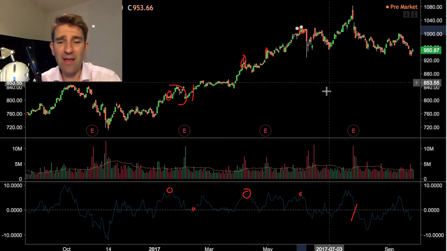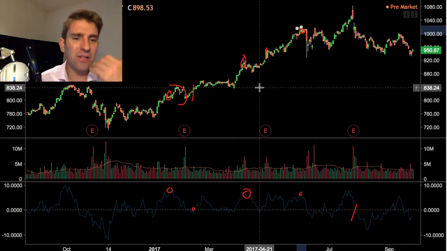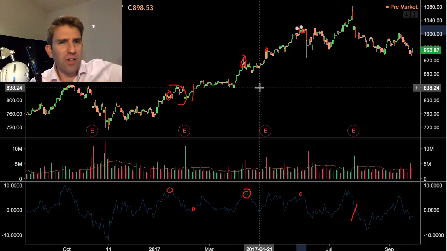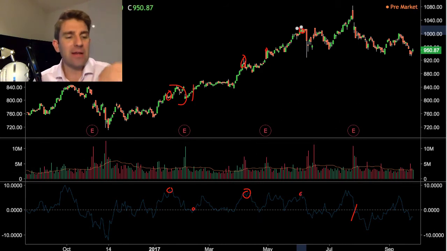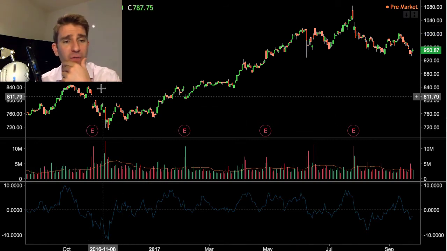Coinciding with that high there, calm down again. So it's a nice little tool to say, hey, stuff's moved a little bit far. Is it due a consolidation? Is it due a pullback? Is it due at least a breather? And then sort of deciding on your trade from that.